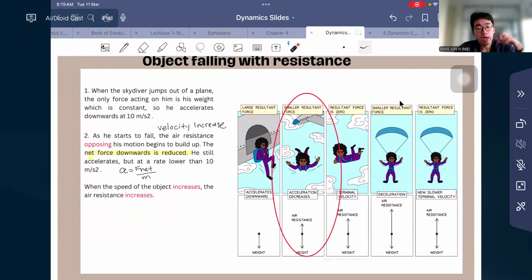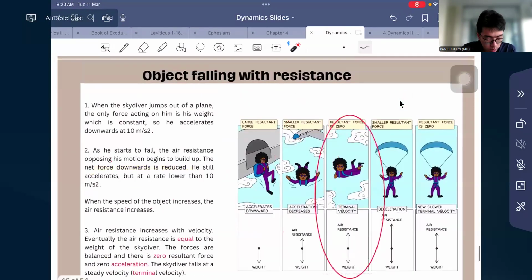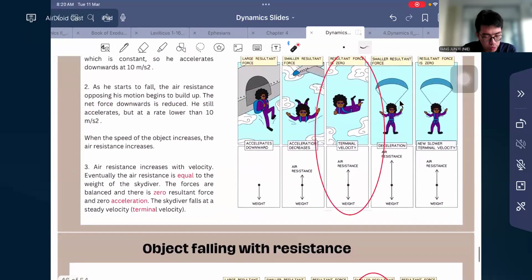So I have a downward weight, but at the same time, I have an upward air resistance as well. So the net force downwards is reduced, but there is still a resultant force downwards. However, the acceleration will be lower than 10 meter per second square. The acceleration will be lower than the acceleration due to free fall. And then air resistance will increase with velocity.